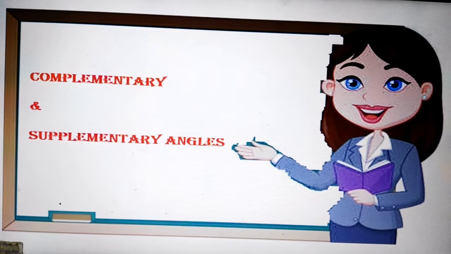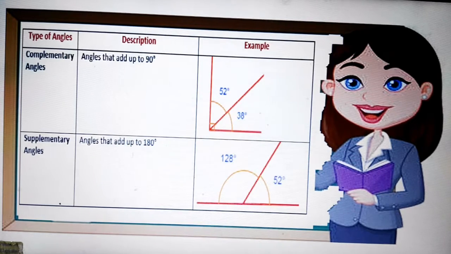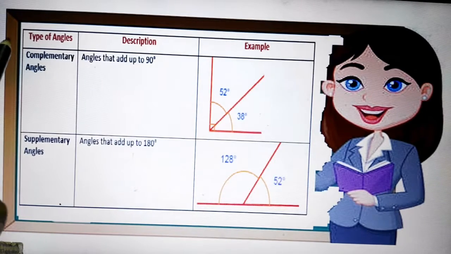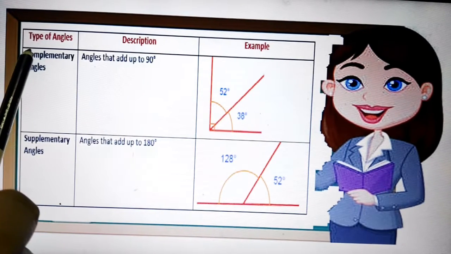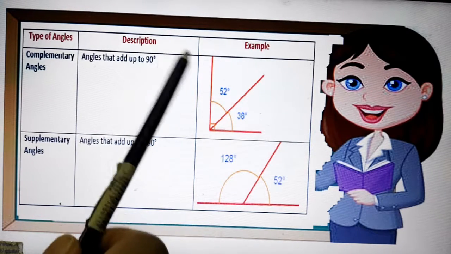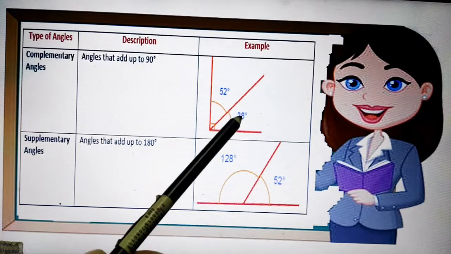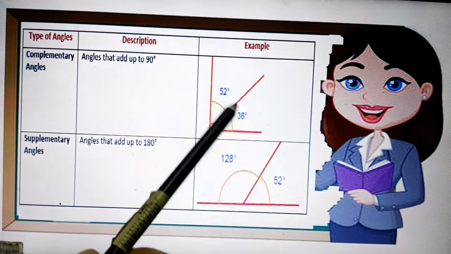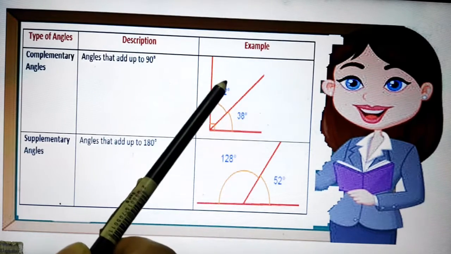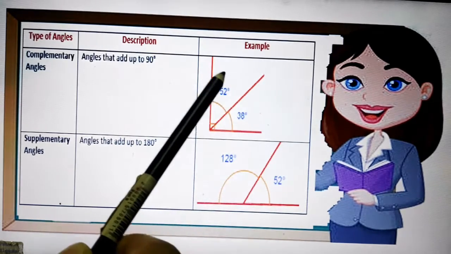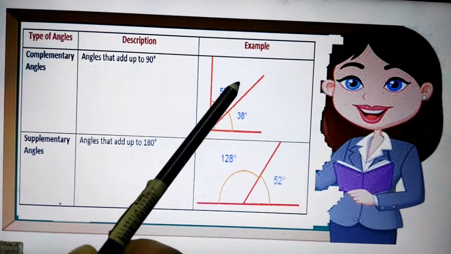Now let's study complementary and supplementary angles, because we have to solve questions related to these properties. So understand them carefully. First of all, complementary angles: angles that add up to 90 degrees. Here are two angles. One is 38 degrees and the other is 52 degrees. If we add both angles, and both are adjacent angles, by adding them we get 90 degrees. So these two adjacent angles are called complementary angles.